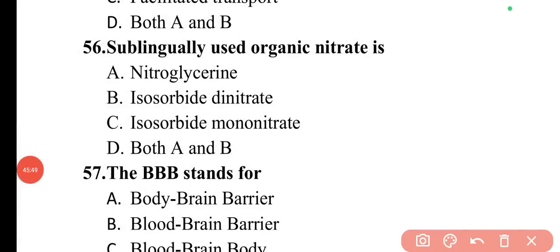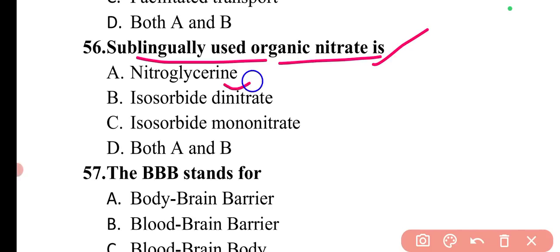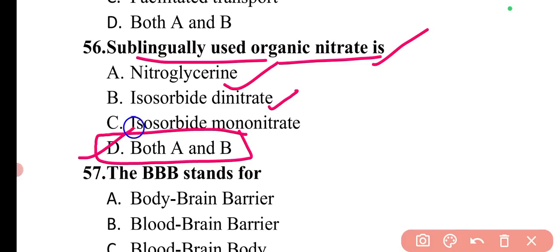Next question is sublingually used organic nitrate is. So the organic nitrates which are used sublingually include nitroglycerin as well as isosorbide dinitrate. These both organic nitrates, which are used in angina pectoris condition, are used sublingually. So here option D will be the correct answer. While the isosorbide mononitrate, it is given by oral route only.